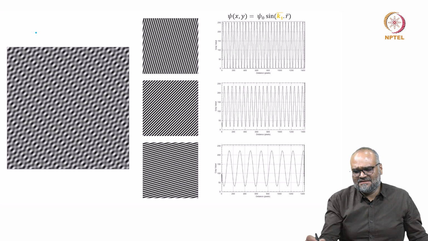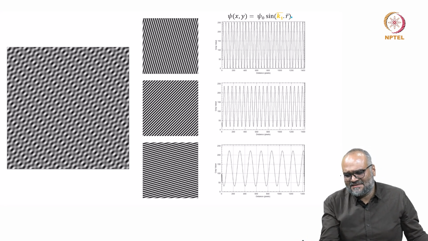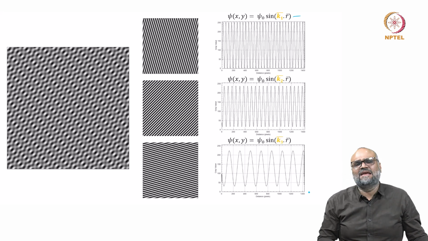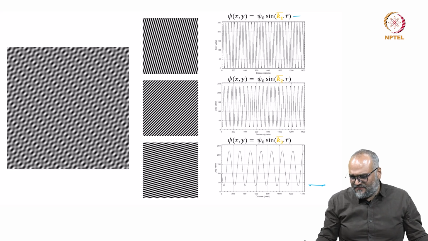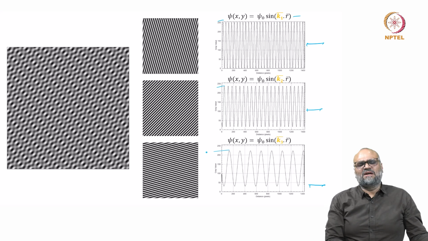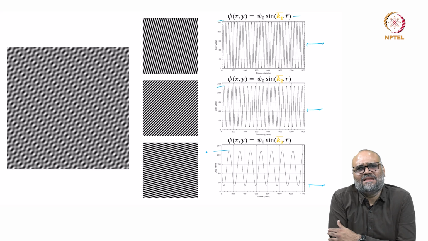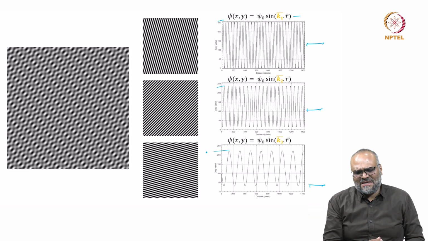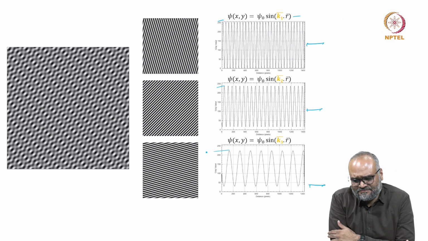I can represent psi xy as psi naught sine k1 dot r, psi naught k2 dot r, and k3 dot r. And as you can see, my frequencies for all these three are changing. My amplitudes also slightly fluctuate here if I take the absolute values. But essentially, what I end up with is some kind of a composite convolution between three periodic sinusoidal waveforms.